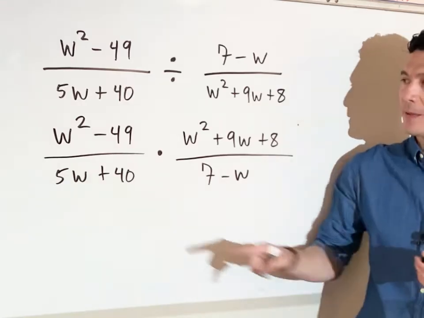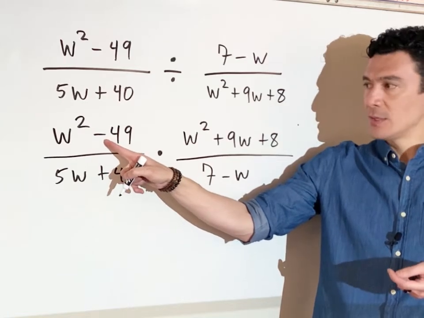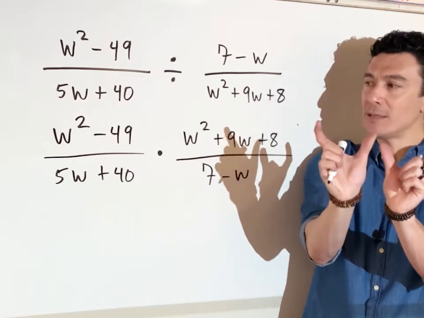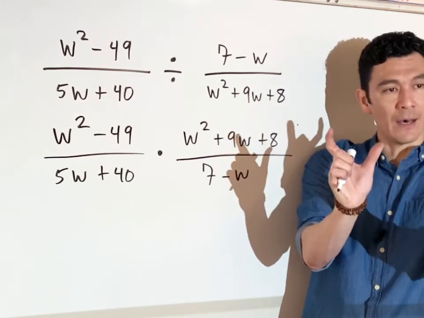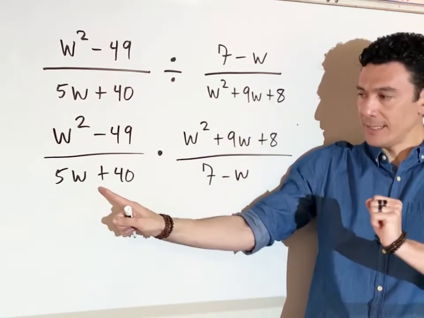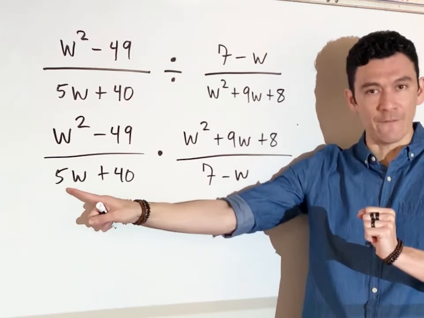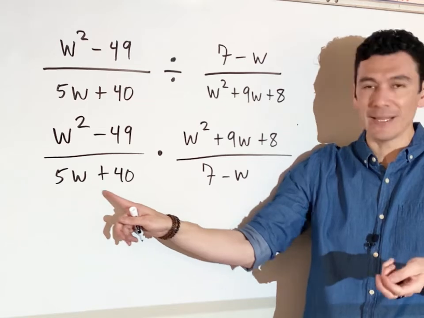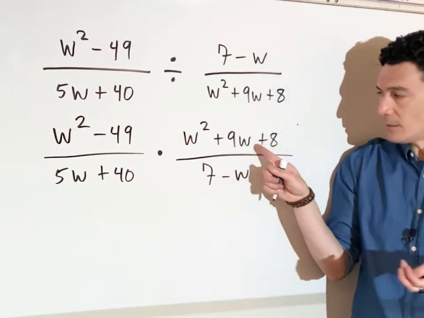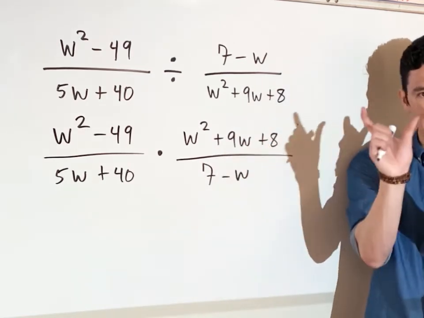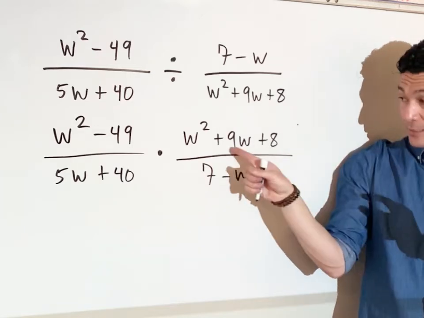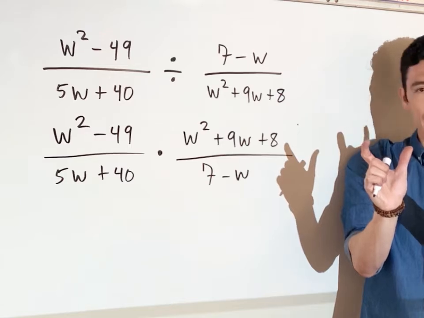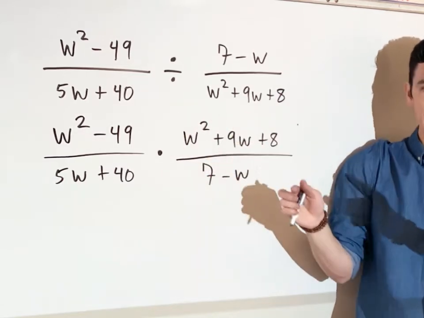For instance, this is the difference of squares. So this can break up into two parentheses. And one of them would be w plus 7, and the other would be w minus 7. Here, this has a GCF of 5. So you can take out a 5 to the front, and then in the parentheses, you'd have w plus 8. Here, this trinomial breaks up into two parentheses. And if you look at the numbers, one of them would say w plus 8, and one would say w plus 1. So let's make those three changes so far.